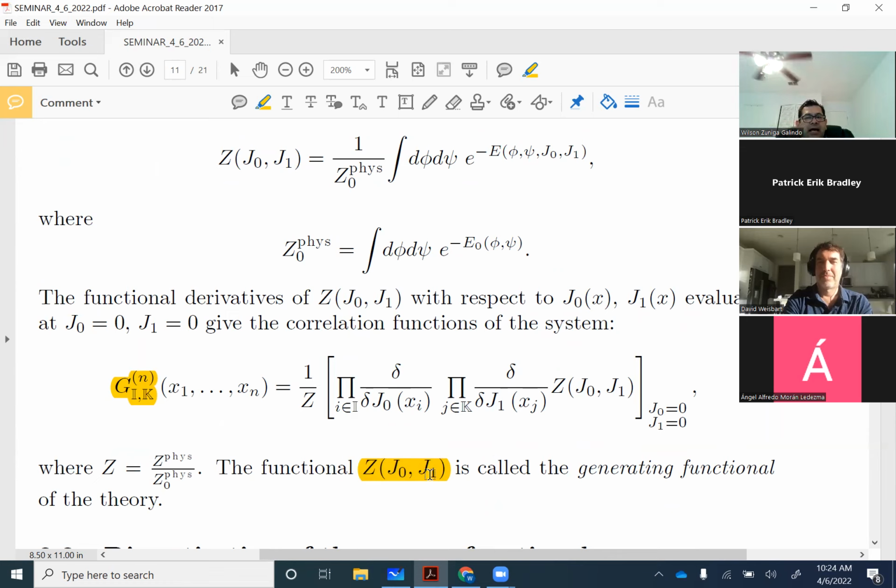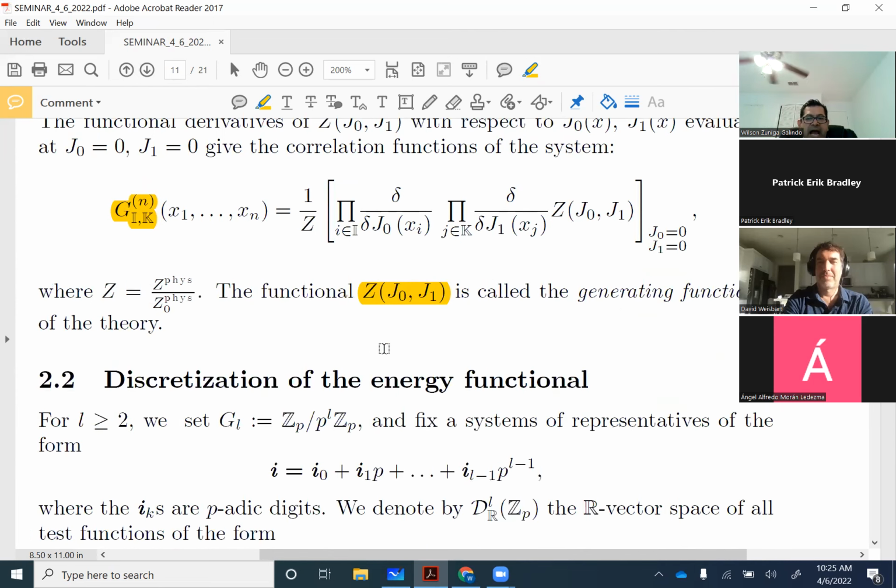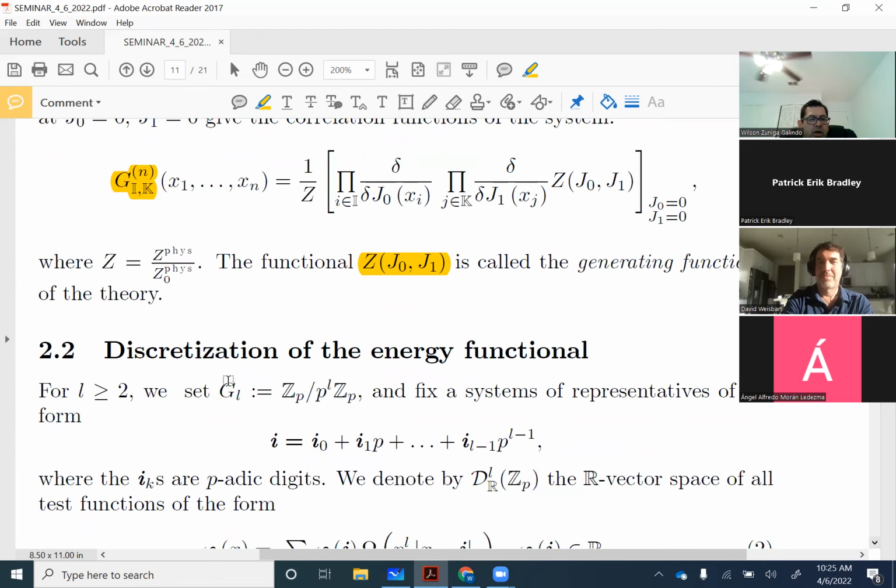So here I presented a p-adic analog of the classical construction of a phi-4 theory used by physicists. Notice that this is completely formal. Now, discretization of the energy functional. GL is defined by... GL is a finite group, and more precisely, GL is a quotient group.